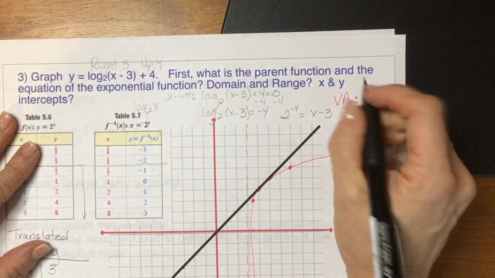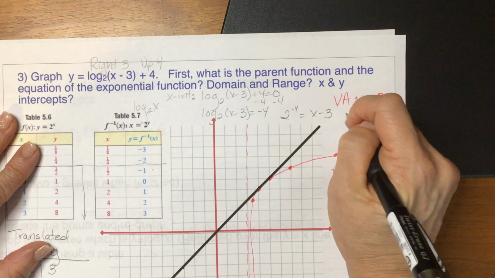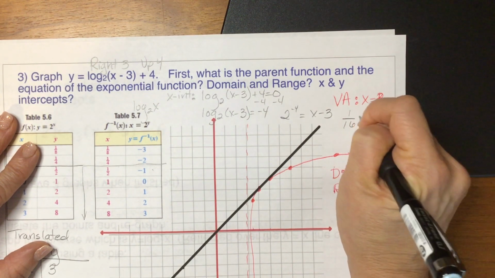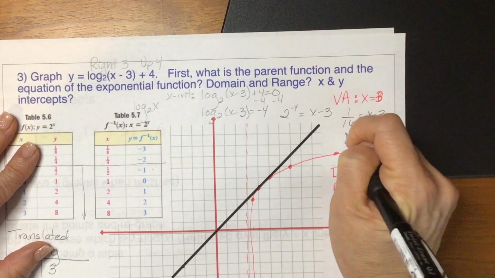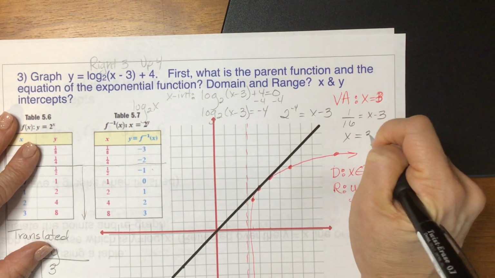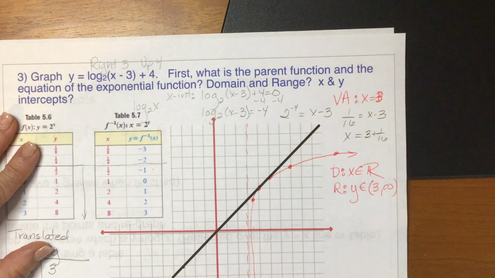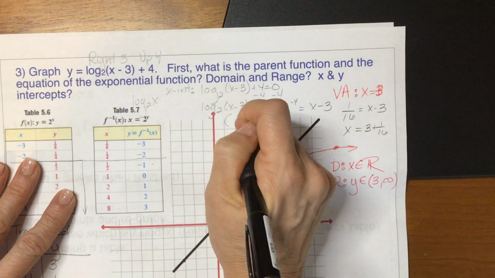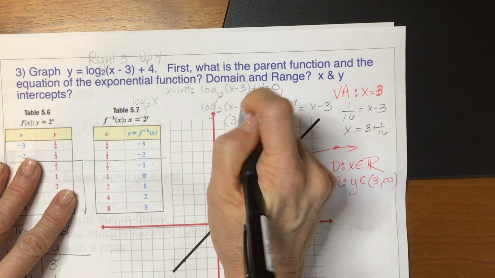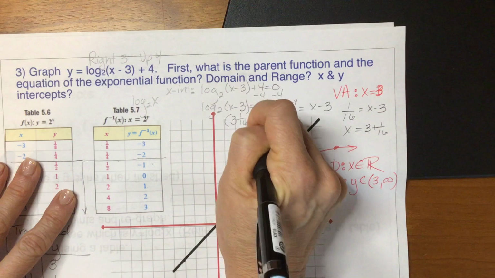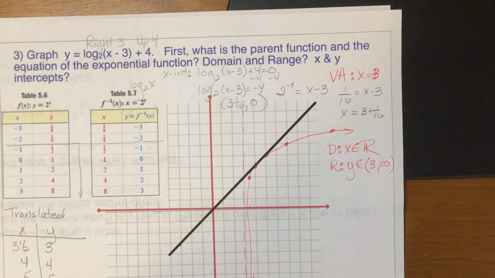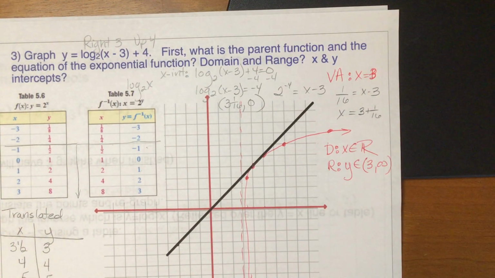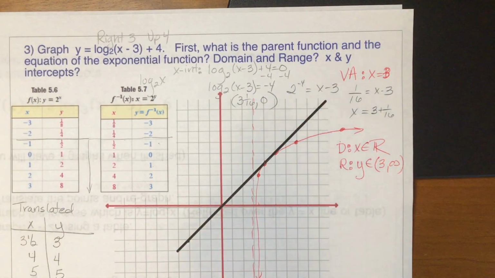And I can simplify that 2 to the negative 4 a little more. I'm really going to have 1 over 16 equals x minus 3. So x equals 3 plus 1/16. So I'm going to say my x-intercept is going to be 3 and 1/16 and 0. So remember, solving for x-intercept, y is 0. Now solving for y-intercepts, x is going to be 0.